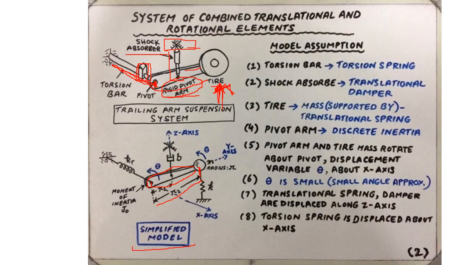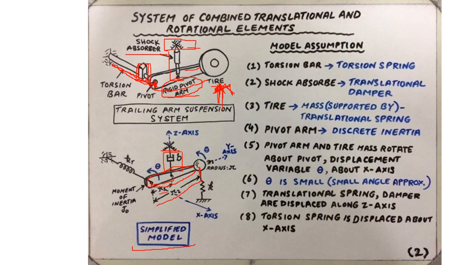This rigid link is also connected to the chassis of the car with the help of a translational damper, modeled with the help of a damping coefficient B. The distance between the pivot and the point where the translational damper is connected is R1, shown here.